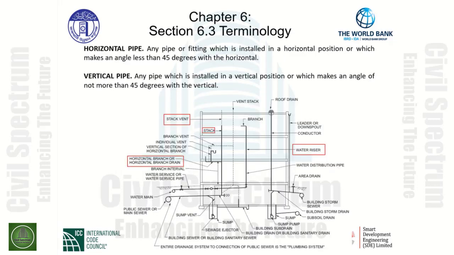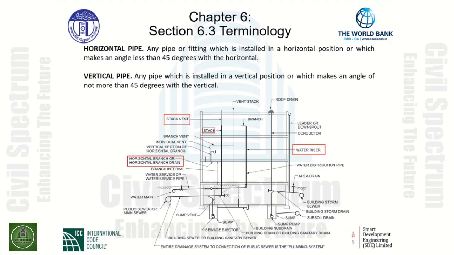Horizontal pipe is defined as any pipe or fitting which is installed in a horizontal position or which makes an angle of less than 45 degrees with the horizontal. When we look at the drawing below, we can see a pipe designated as a horizontal branch or horizontal branch drain. Looking at this particular pipe, we can verify that this is properly defined as a horizontal pipe according to the definition.